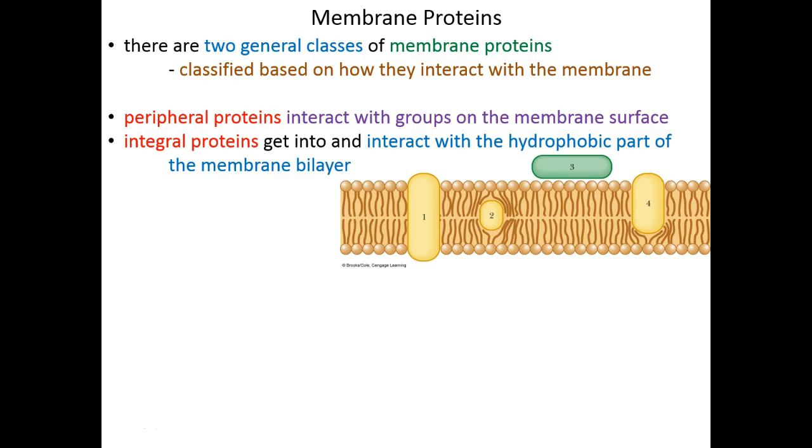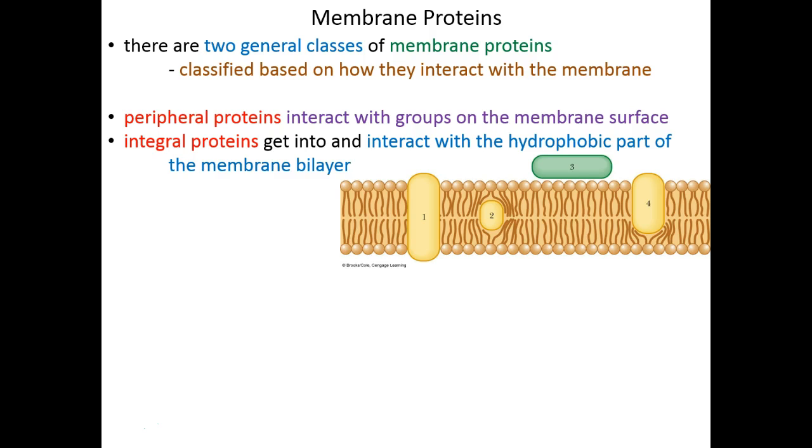So here we have some examples of each. Number 3, of course, this green protein is a peripheral protein. You can see it's interacting with nothing more than the hydrophilic head groups of the membrane. And peripheral proteins can either interact with the inner leaf or outer leaf of the membrane. They can be on either side of the membrane. Proteins 1, 2, and 4 are all integral proteins of different kinds. Protein number 2 exists entirely within the membrane. Protein number 4 has a domain which reaches beyond the outer leaf of the membrane, but it is integral.